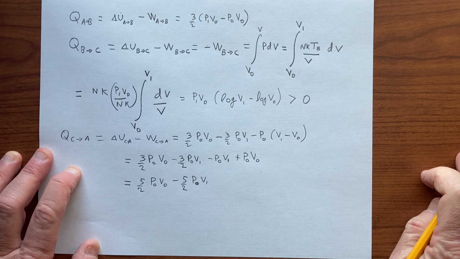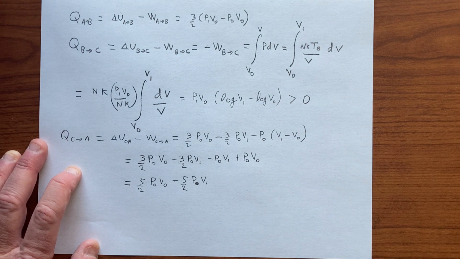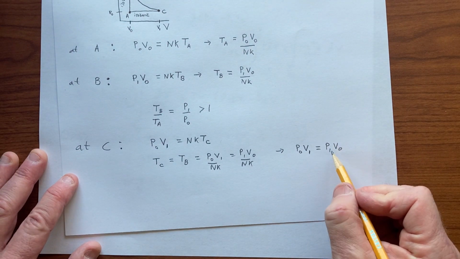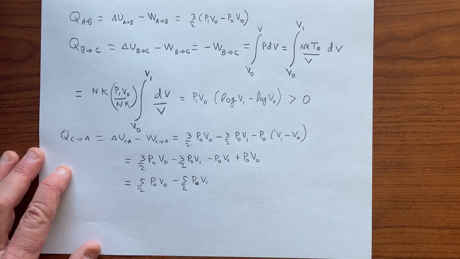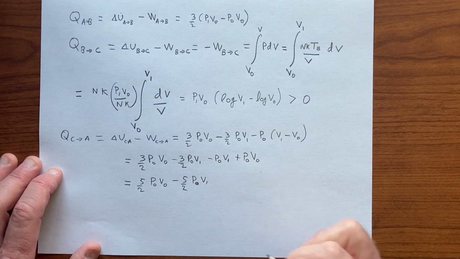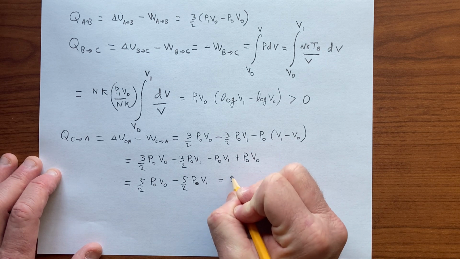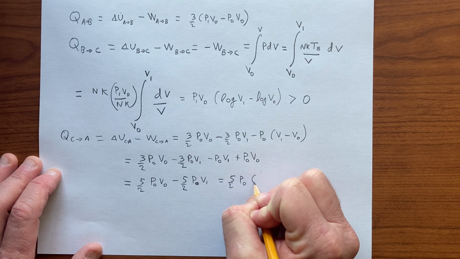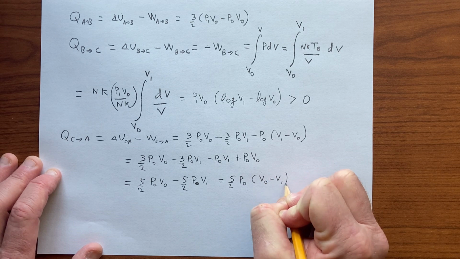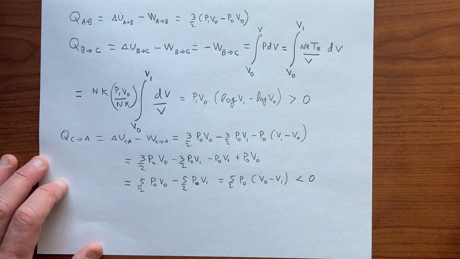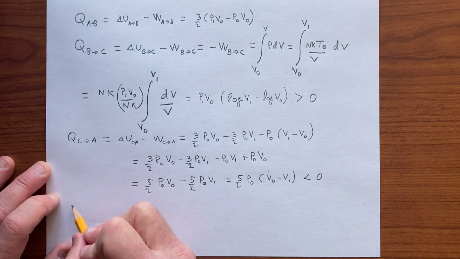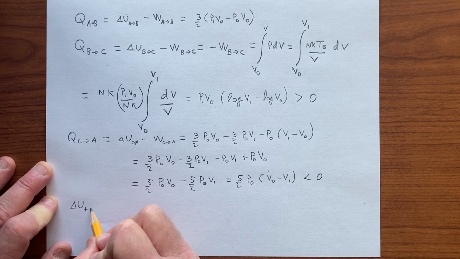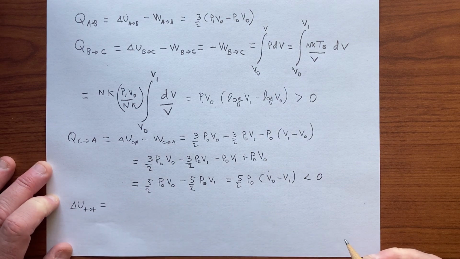Right, we use the condition that, let's just bring it back, that P1 V naught equals P naught V1. Okay, so where are we? 5/2 here, so let's write this as 5/2 P naught times V naught minus V1, and that is clearly negative.